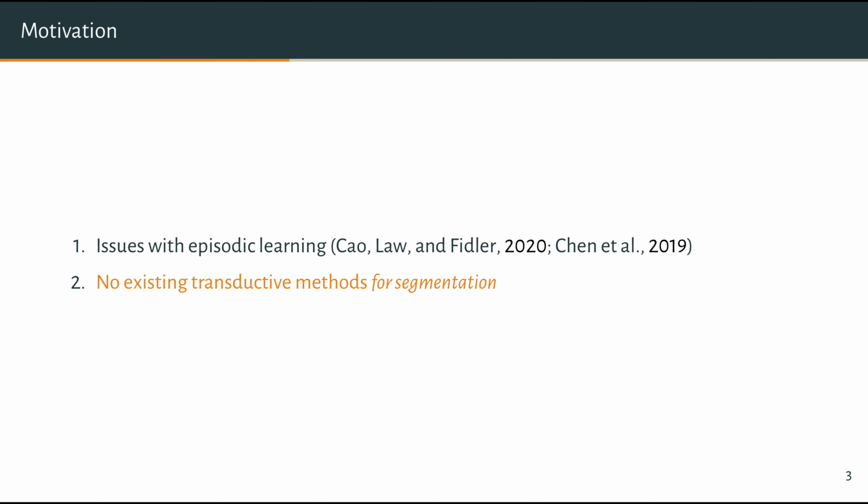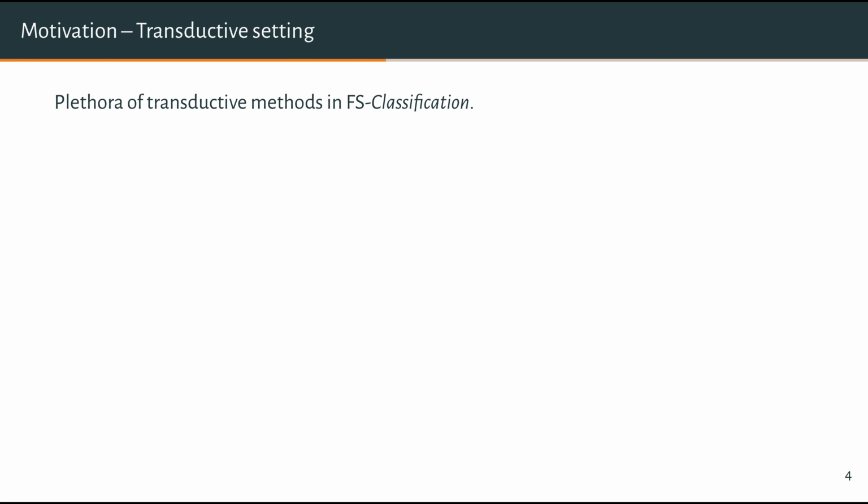The second one that I'd like to discuss a bit more in detail is the introduction of the transductive setting. So particularly in few-shot classification, there's been a significant number of transductive methods proposed in the last couple years, often outperforming by far the inductive ones. But does this setting make sense for few-shot segmentation? Well, to answer this question, let us draw a quick analogy between classification and segmentation.